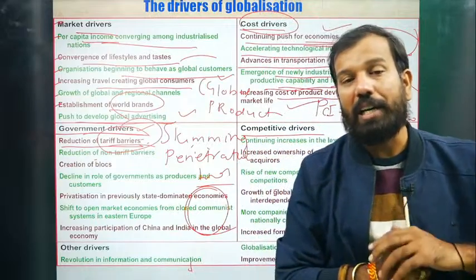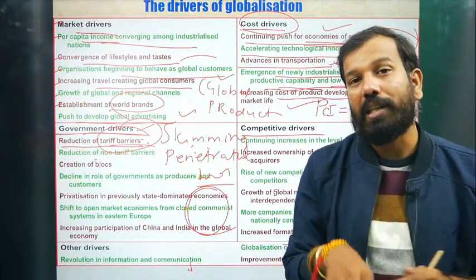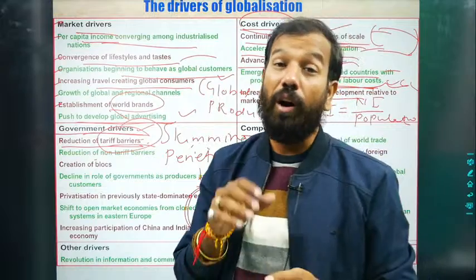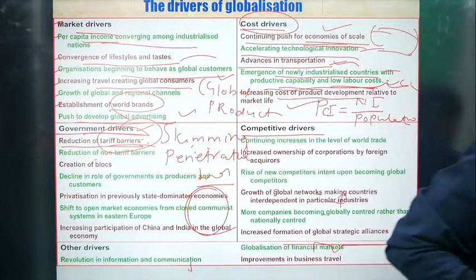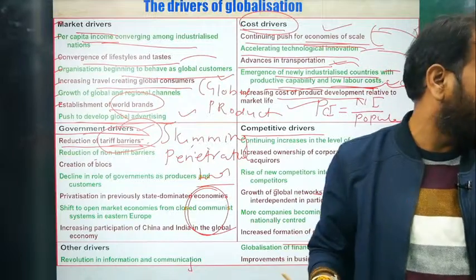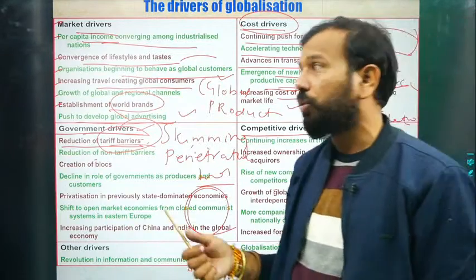So automatically tariff barriers play a very key role. We always try to target those countries where the tariff rate is very minimum. If tariff rates are very complex, we should not target those countries.